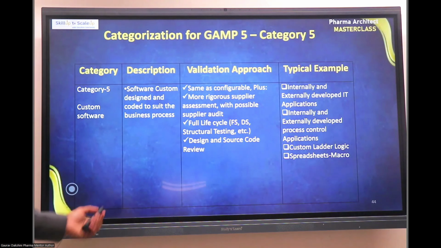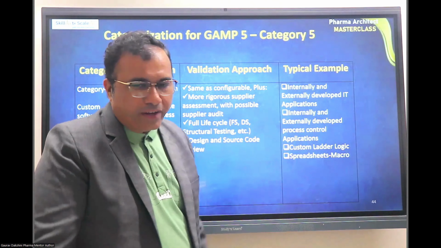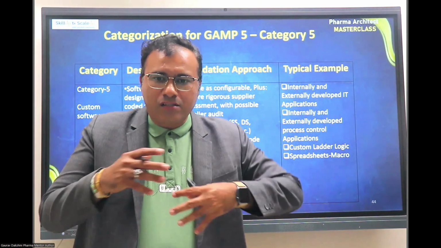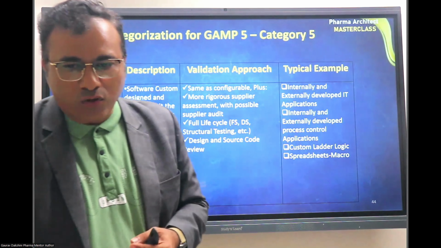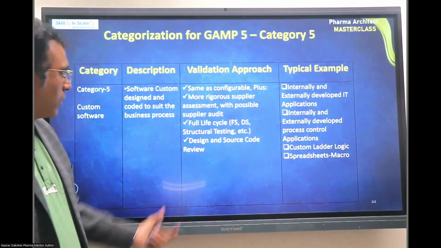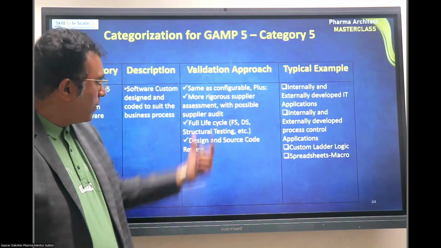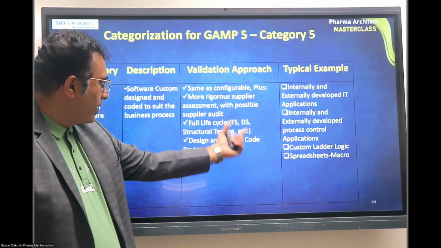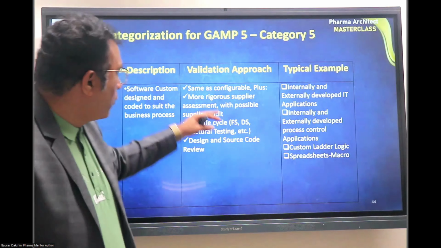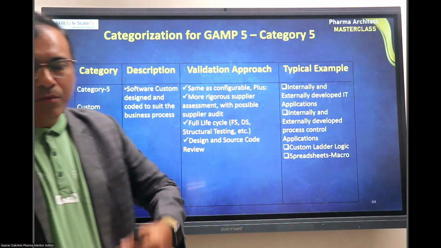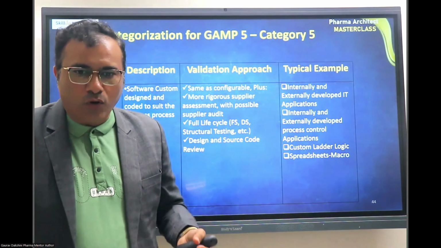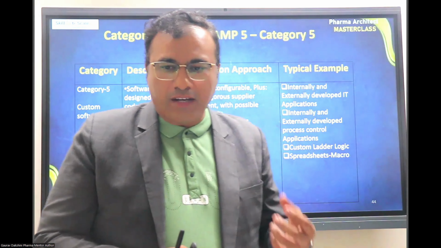Yeah, and then category 5, which is like an externally developed IT system. Some of the systems which are not standard, some complex systems which are designed based on the requirement, which is a customization. So what they do is, as per configurable, plus more rigorous supplier testing, full life cycle, FSDA, structural testing, design and source code review. So a lot of things will go apart from your configurable systems into category 5. But normally, in pharma, we use mostly configurable. Some of the systems are customized.